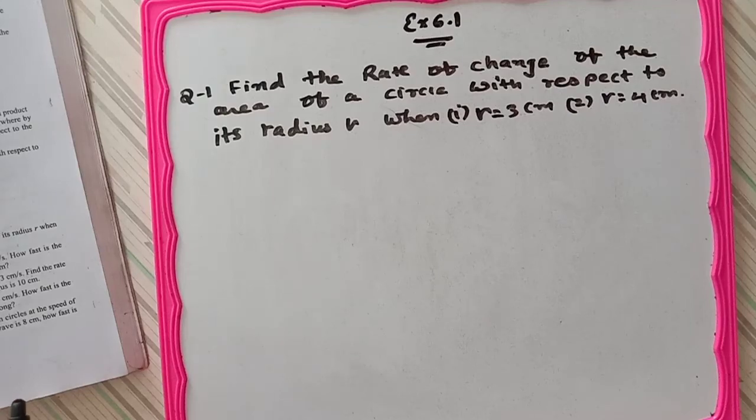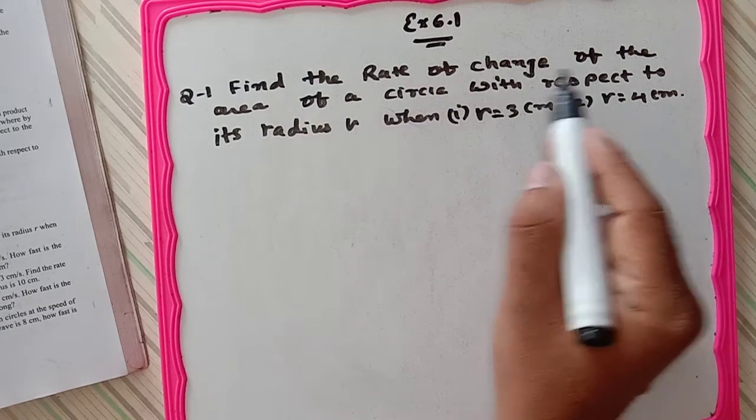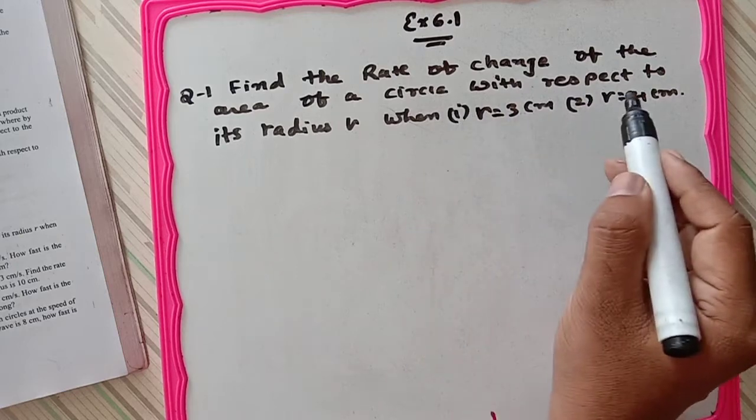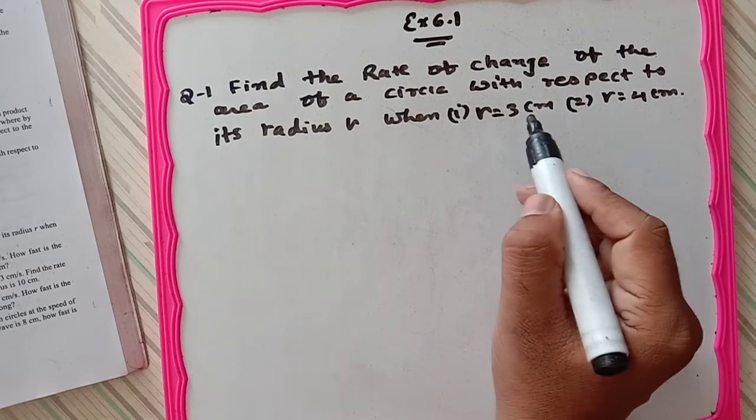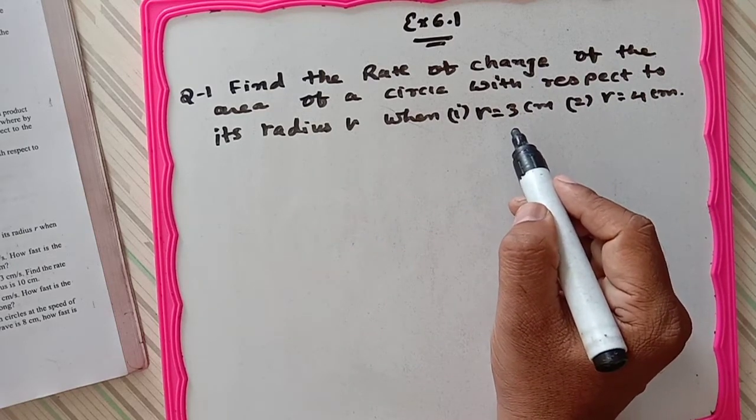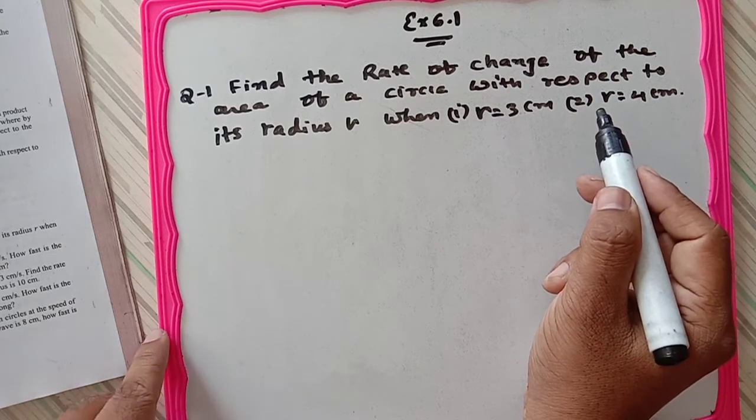Friends, in this session, application of derivative, we will see the exercise 6.1 solution. So question 1 is: find the rate of change of the area of a circle with respect to its radius r when r equals 3 cm and r equals 4 cm.